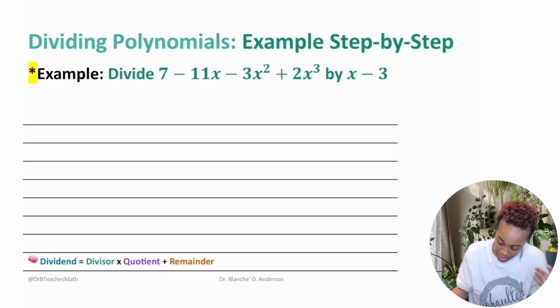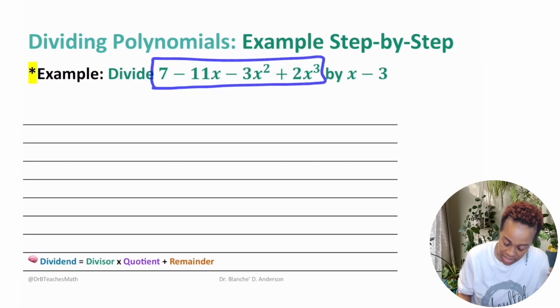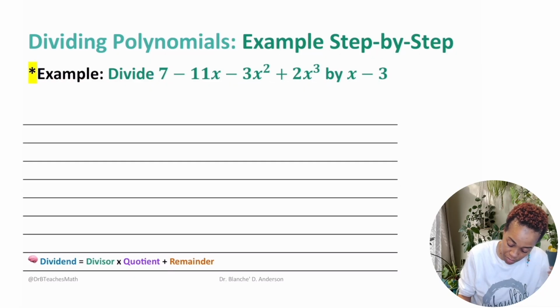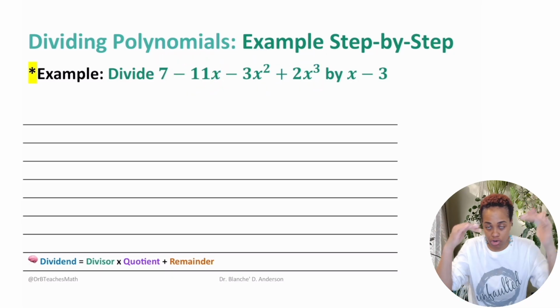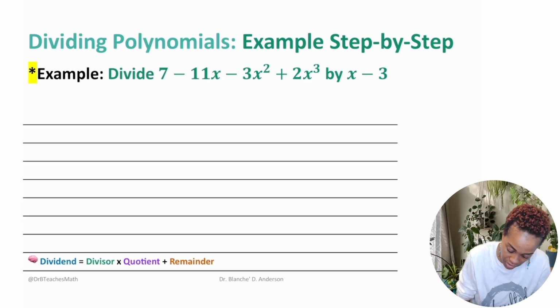So let's go through it. Let me write it down. Now, I put a little star here so we don't forget: write this in descending power order. So it should be the 2x cubed first, then the minus 3x squared, then the minus 11x, then the 7. Because when you start doing the division, you want everything to line up.